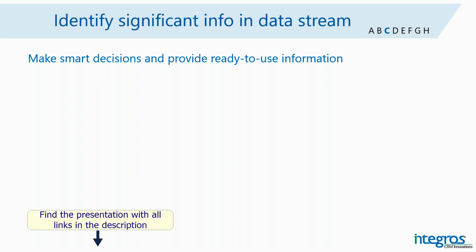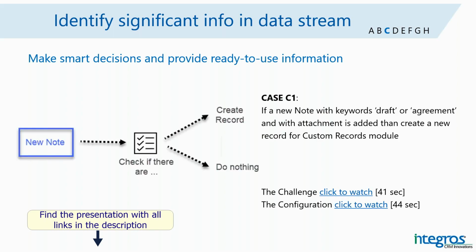So the next example is about that, for example, when a note is added and this note has keywords like draft or agreement, and also this note contains an attachment, then the system should create a new record in a custom records module. This record will contain some information on what to do next for the sales rep, for example, or for the marketing team, because it looks like the client showed interest in the agreement. This is an experience that was implemented into the system and it can be configured.